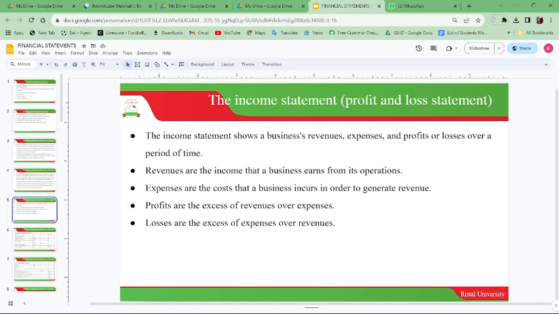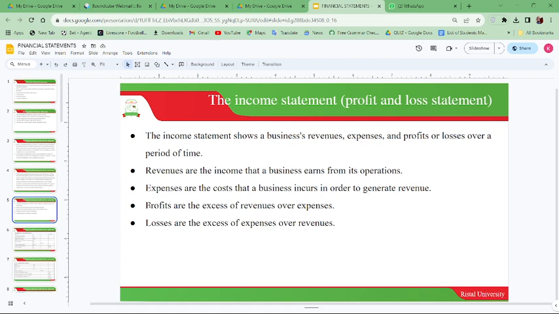So we have expenses. Expenses are the costs that a business incurs in order to generate revenue. For example, we have the electricity bill, which is an example of an expense. We have rent, we have the water bill, and so many others. Those are all examples of expenses, the costs that you put in to generate that income.